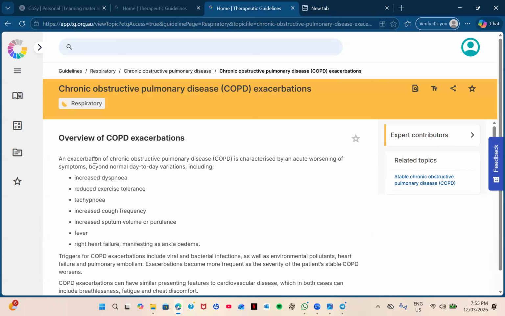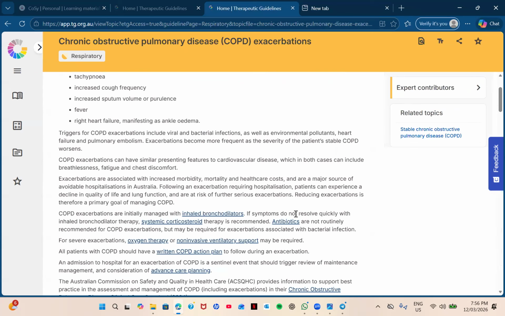So, what is exacerbation? Exacerbation of a chronic obstructive pulmonary disease is characterized by acute worsening of symptoms beyond normal day-to-day variations, right? Just acute symptoms present: increased dyspnea, reduced exercise tolerance, tachypnea, increased cough frequency, increased sputum volume or purulence, fever, right? Right heart failure may manifest as ankle edema, right?